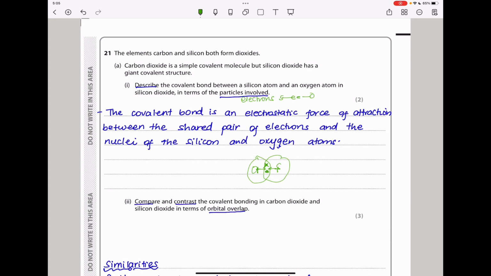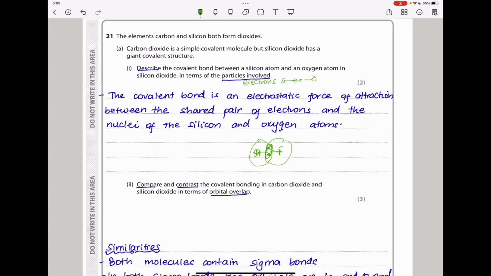The electrostatic attraction, it's electrostatic because it's between the positive nuclei, as well as the electrons involved. A positive nucleus, an electron, and the positive nucleus, an electron on the other side. So electrostatic force of attraction between the shared pair of electrons and the nuclei of silicon and oxygen.